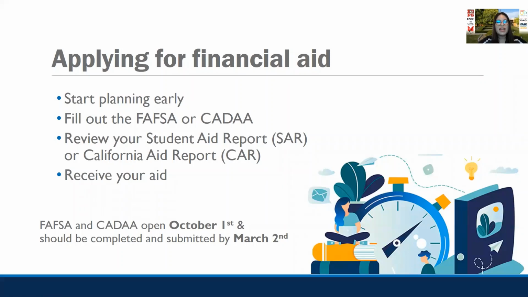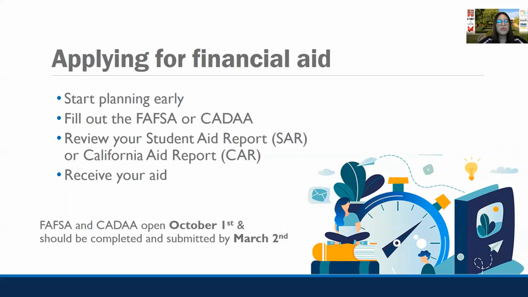Steps to applying for financial aid are going to start with planning early. So we want to make sure that we retrieve all documents needed in order to fill out the appropriate application. Fill out the FAFSA or CADA. Review your Student Aid Report or California Aid Report. So if a student is filling out the FAFSA, they will have a Student Aid Report. If the student is filling out the CADA, then they will have a California Aid Report. The student then will receive their financial aid at their institution of choice.